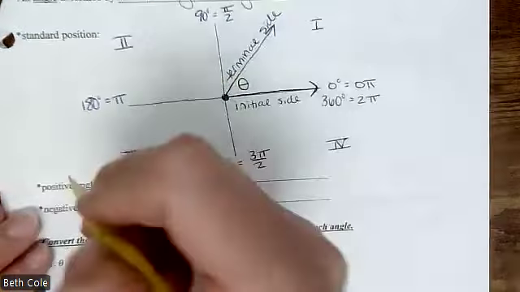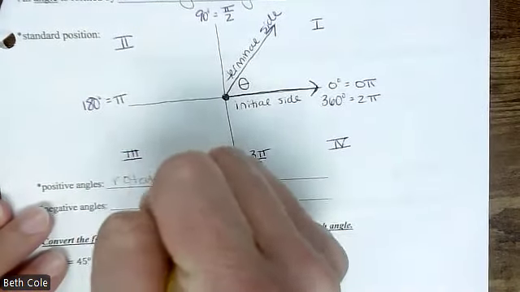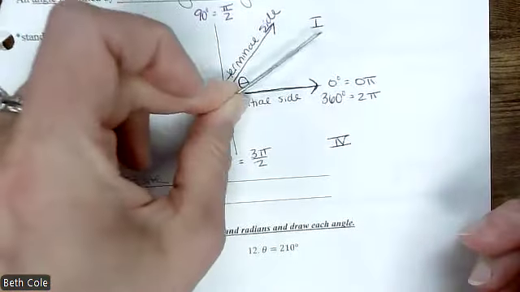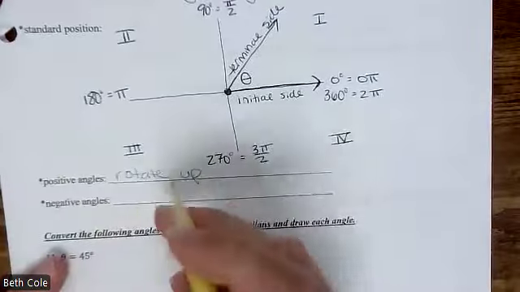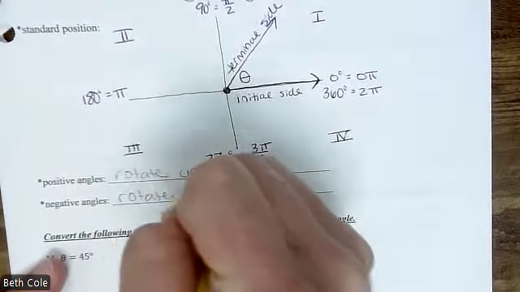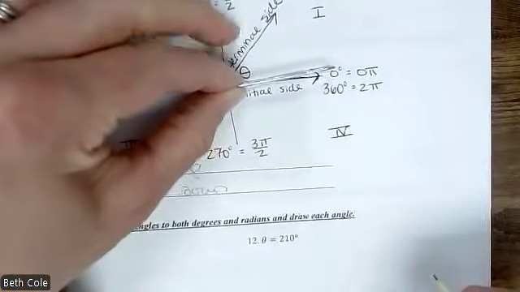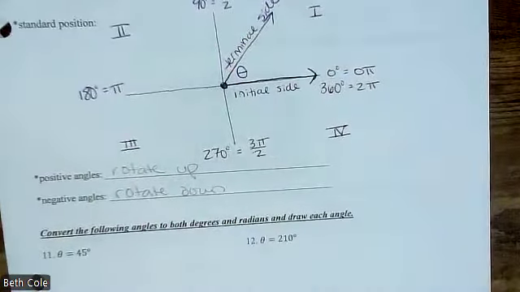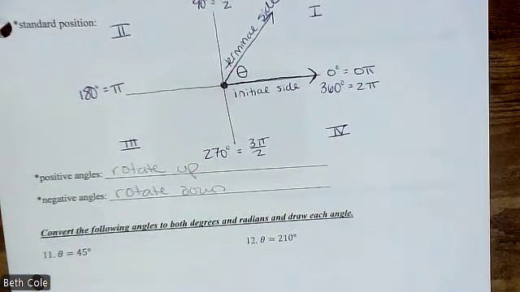All right. Positive angles rotate starting up. So if you start here and go up, that's positive. Negative angles rotate down. So if you start here and you go downwards to start out, you're going backwards, that is a negative angle. So yes, you can have negative angles if you go backwards.